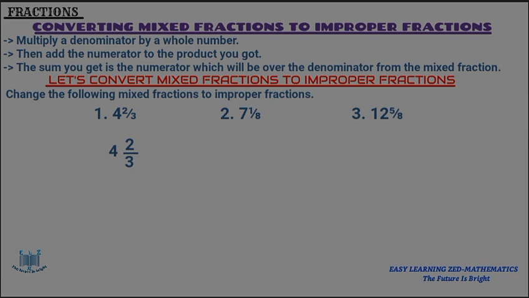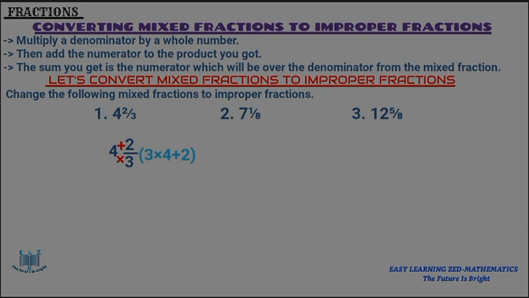So what do I do? Let's go to the first step. The first step is to multiply the denominator by the whole number. Now 3 is the denominator and 4 is the whole number. That means I'm going to multiply 3 by 4, so I'm going to put a multiplication sign there. Then once I've multiplied 3 by 4, I'm going to add 2 to the product I'm going to get. In other words, I'm going to do this.